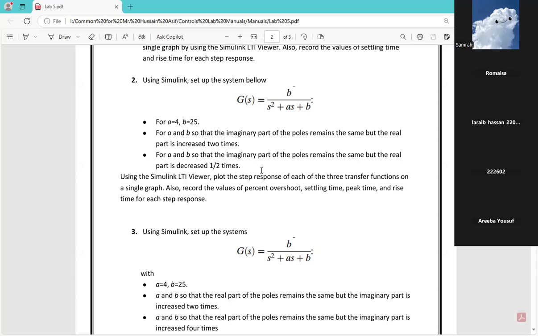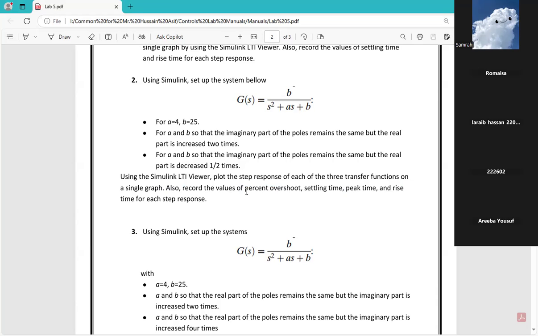I'm going to need some analysis from you guys on what happens when we keep the imaginary part the same, but the real part is doubled, and what happens when we keep the imaginary part the same, but the real part is halved. So what is the effect on the overshoot, settling time, peak time, and rise time for each of these?